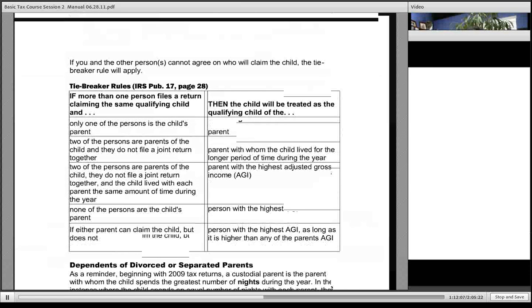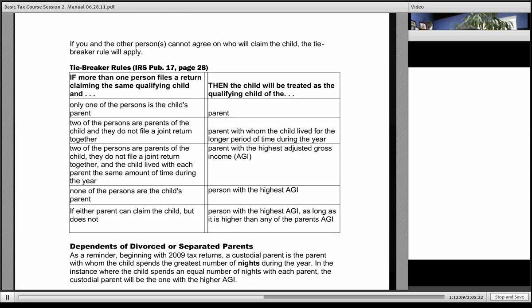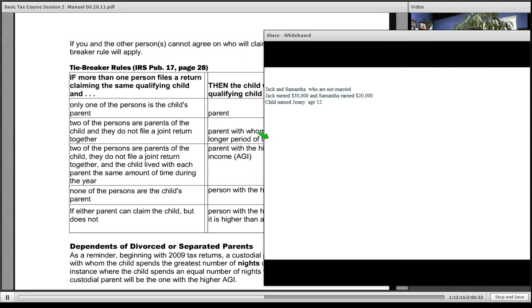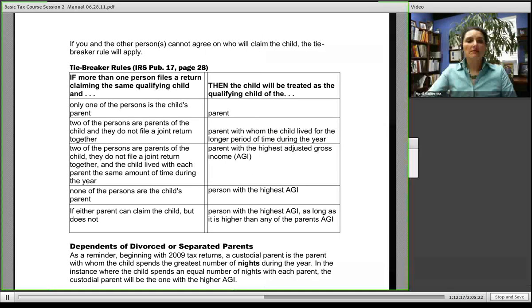Now, there are some tiebreaker rules that I didn't mention, so let's take a look at those. If more than one person files a joint return claiming the same qualifying child, and only one of those persons is the qualifying child, then the child will be treated as the qualifying child of the parent.